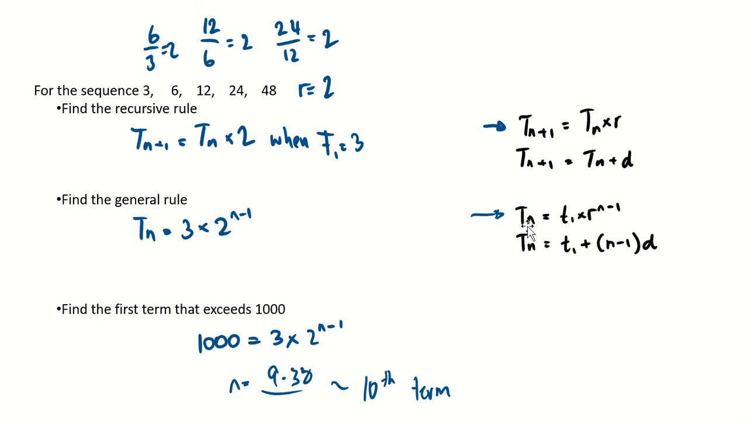Sorry, close to 1,000. So if we make this equal to 1,000, then we might be able to solve for n, what term gives us 1,000, and then we can round up because we want the first term that exceeds that. So that's exactly what I did. I made T of n equal to 1,000.